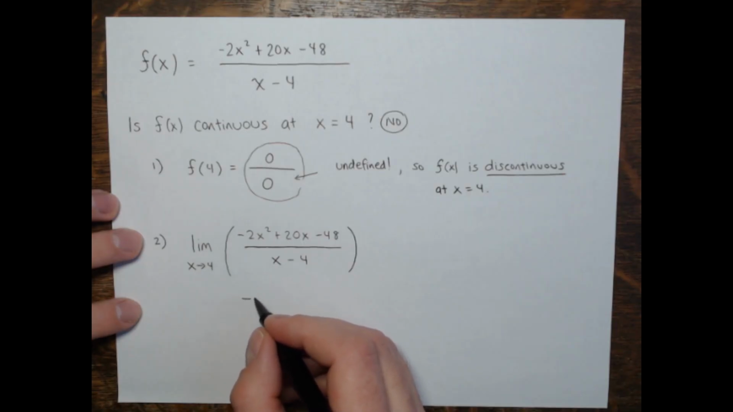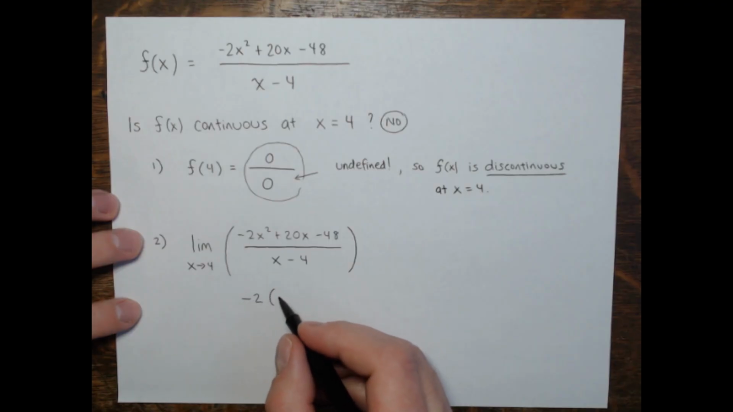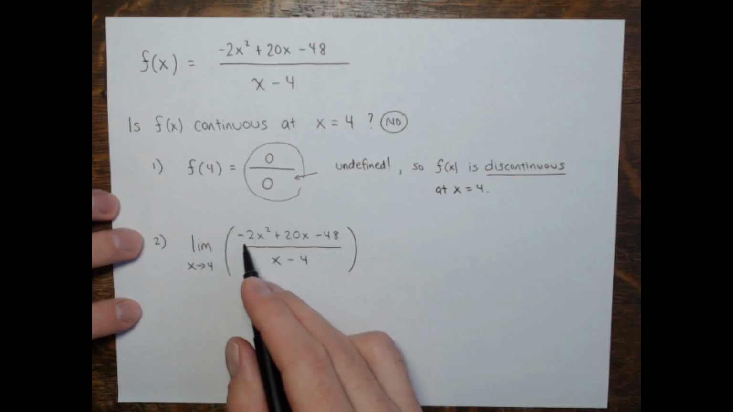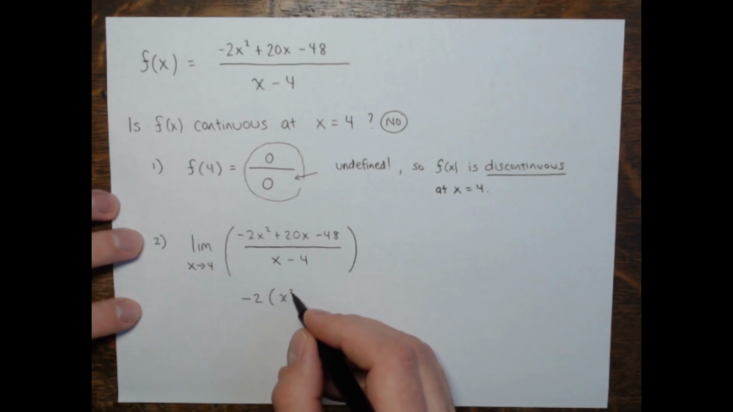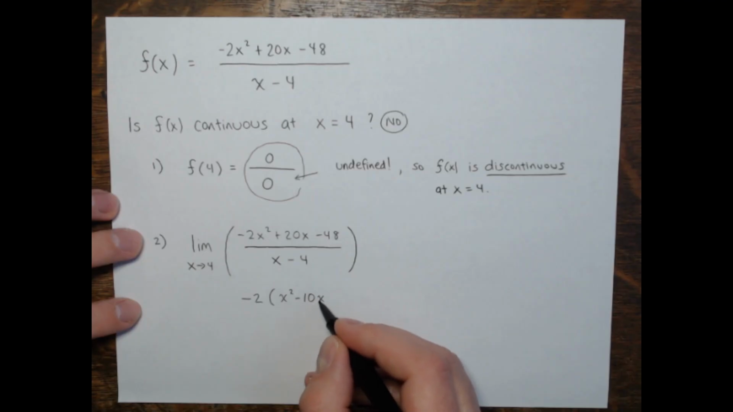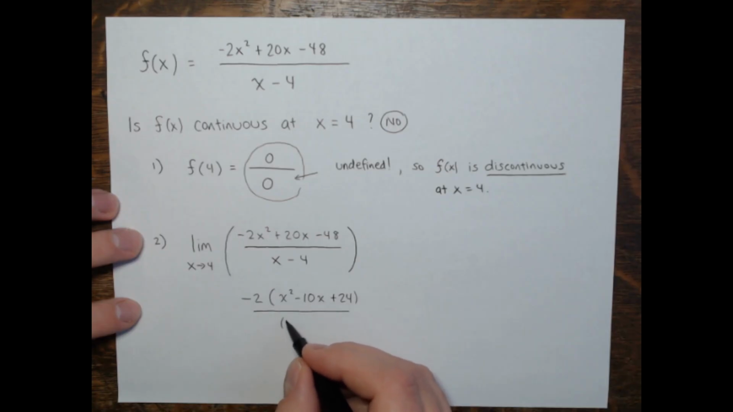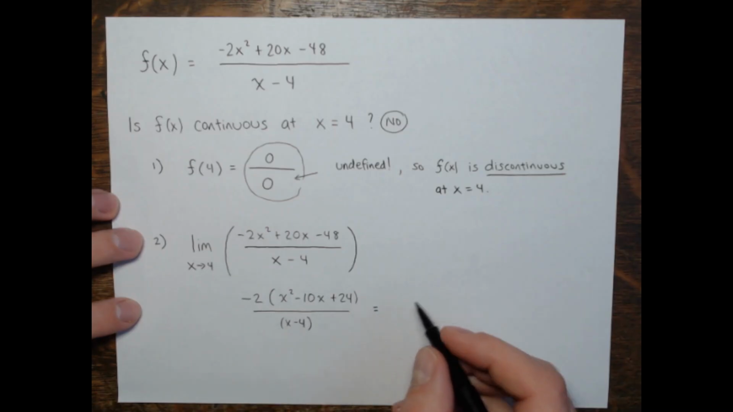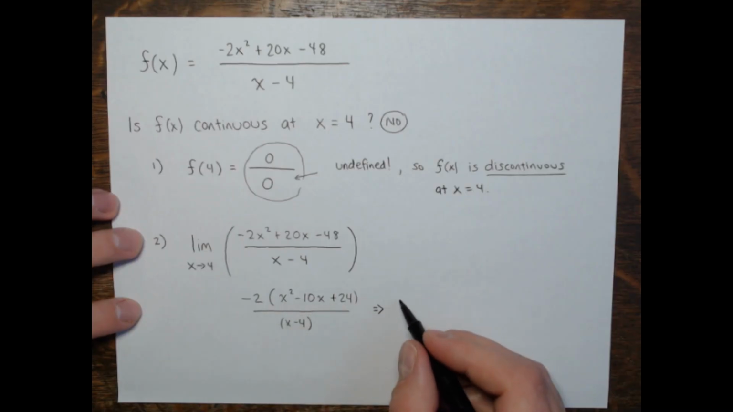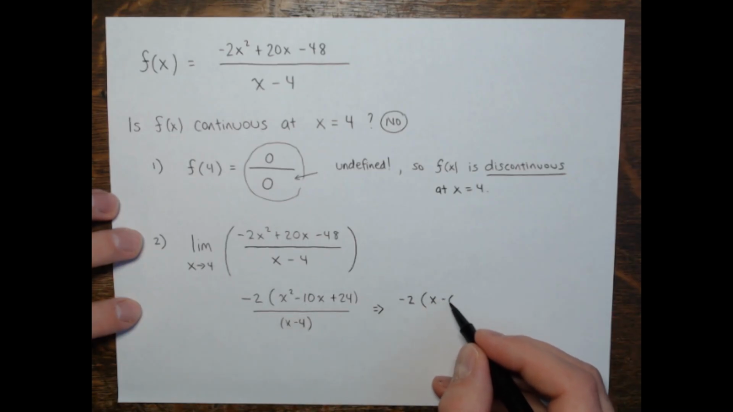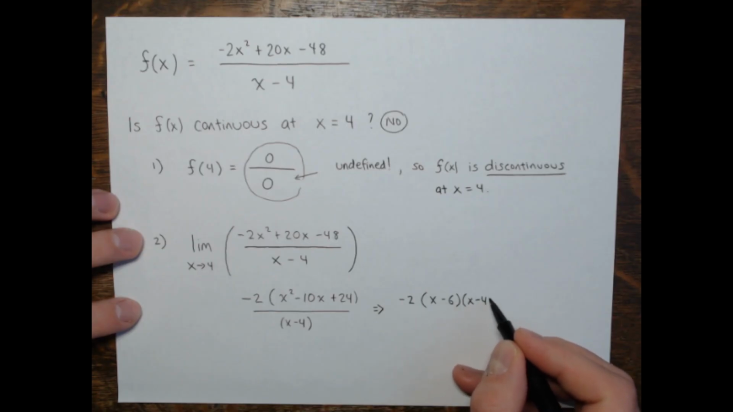Now that numerator, all these have a common factor of 2, and I like having a positive lead coefficient, so I'm going to pull out -2. Then we have times x squared minus 10x, plus 24, divided by x minus 4. And again, I'll put that in parentheses because it doesn't factor any further. That's the only factor in the denominator. And then I'll factor the numerator, right? We got -2 times, and then this quadratic factors to x minus 6 times x minus 4.